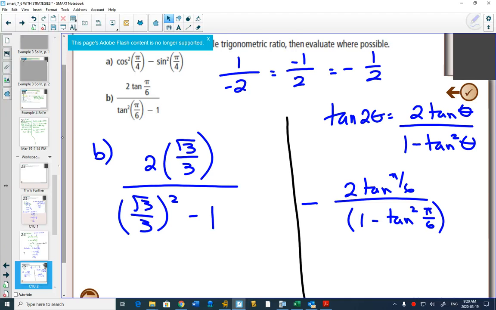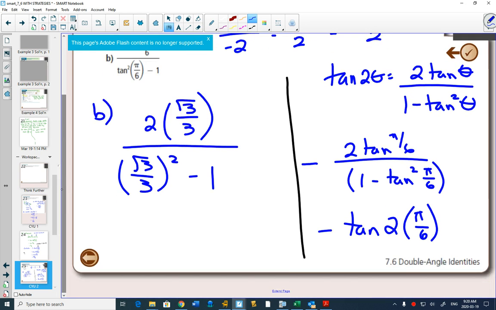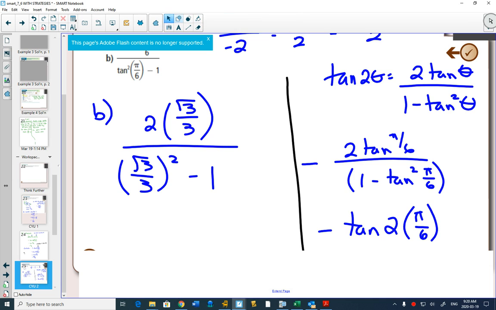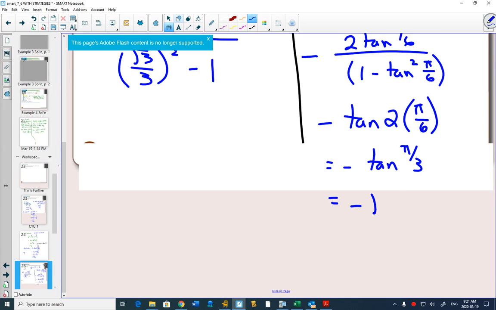So this whole thing is going to be negative tan of 2 times pi over 6, which equals negative tan of pi over 3, which is negative root 3. So we had to do a little bit more manipulation at the beginning to make our formula work, but our final answer was much easier to get than having to simplify all of this.